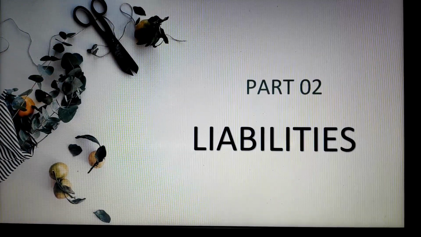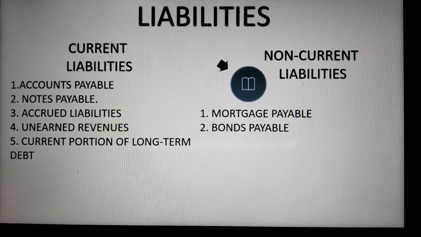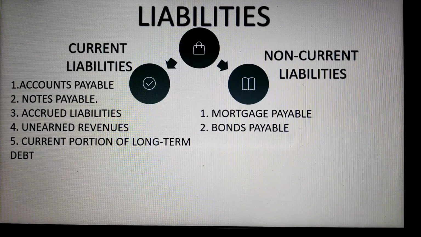Number 2, or part 2, the second major account used in accounting is the liabilities. In liabilities, the same as with assets, we have current liabilities and non-current liabilities. These are the current liabilities: accounts payable, notes payable, accrued liabilities, unearned revenues, current portion of long-term debt. Then our non-current liabilities are the mortgage payable and the bonds payable.